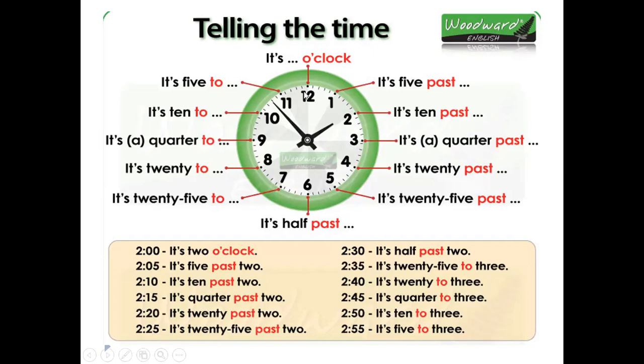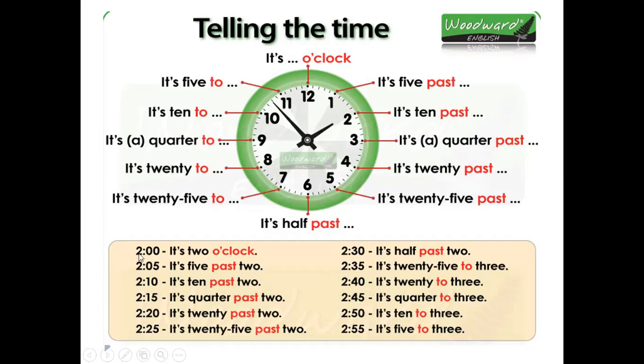On the 7, we start counting how many minutes we need to get to 12. So from 7, we start counting 5, 10, 15, 20, 25. So the 7 will be 25 to. And we are going to add the next hour. So we have 20 to from the 8, the 9 is quarter to, the 10 is 10 to, and the 11 is 5 to. Let's see some examples.